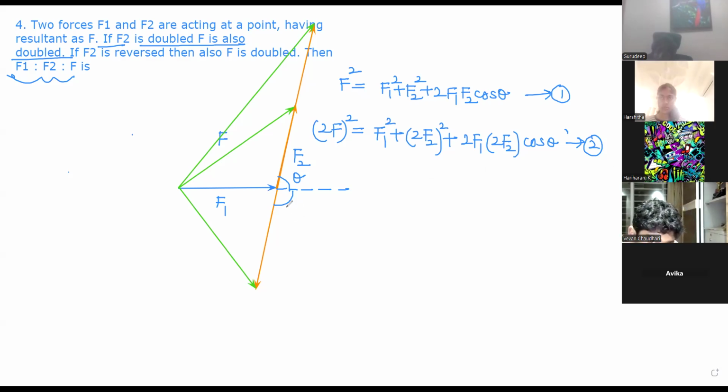Okay. Harshita, what is the angle between F1 and reversed F2? Sir, I don't know, sir. Why you don't know? If this is F2, minus F2, right? This was F2, it got reversed. Now what is the angle between F1 and minus F2? This is minus F2. Understood? Yes, sir. Then what is the angle between F1 and minus F2 if this is theta?